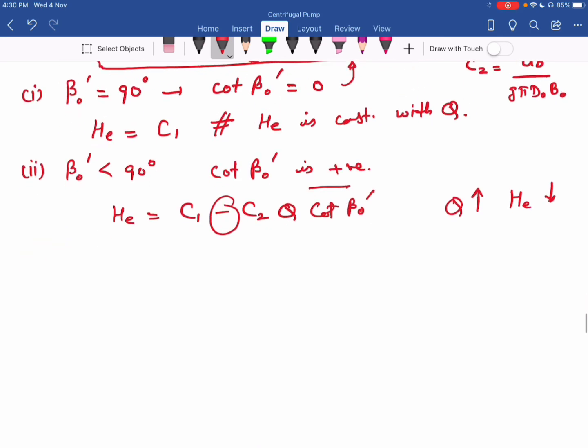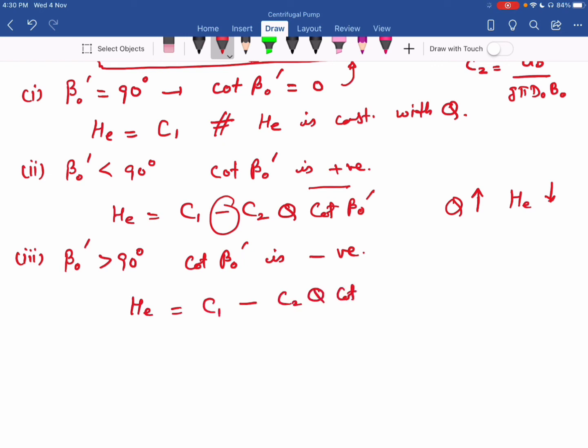And then the third is beta O dash greater than 90 degree. So then cot of beta O dash is negative. So my He is equal to C1 minus C2 Q cot of beta O dash. Now this value becomes negative, so negative negative becomes positive over here. So that means with increase in Q, my Euler head increases. So this is how Q, He and vane shape affect each other.